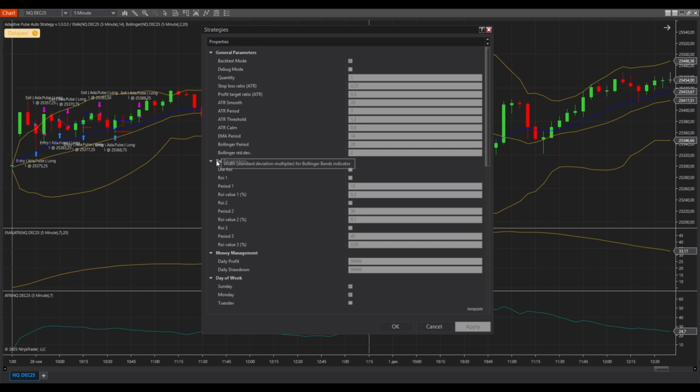EMA period sets the period for the EMA used to determine market direction. Bollinger period sets the period for Bollinger Bands. Bollinger standard deviation sets the width of the bands. Higher values widen the bands. Lower values tighten them.